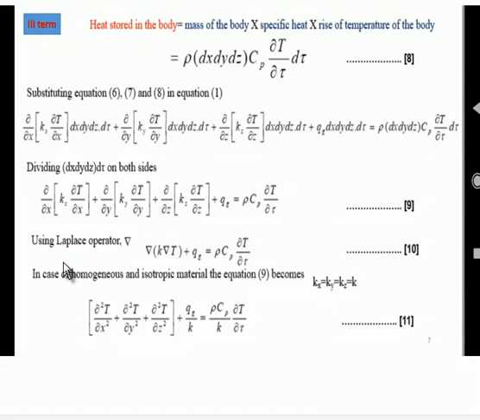So in that case, what happens here: ∂²T/∂x² plus ∂²T/∂y², here it is the same, and ∂²T/∂z² plus q_g divided by k equals ρc_p by k ∂T/∂τ. Just substitute kx = ky = kz = k in this equation and take it outside, so divide it on both sides. That's how we get equation number 11.